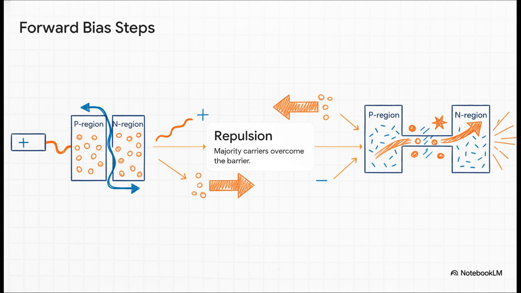This strong repulsive force shoves all those majority carriers straight across the junction. It shrinks that neutral barrier in the middle, which we call the depletion width. Because they overcome that barrier potential, you get a high, sharp flow of current. Just like that, the device is acting as a perfect conductor.